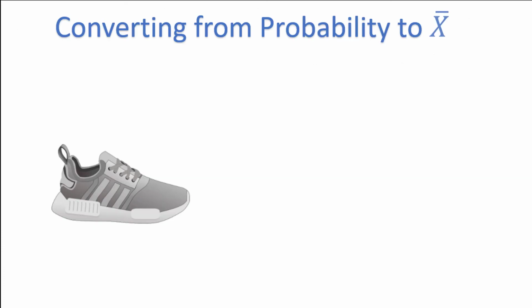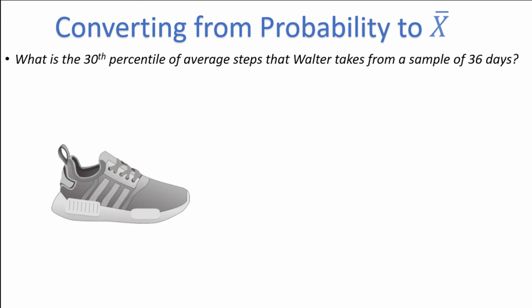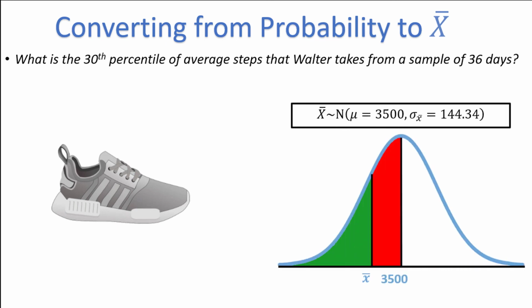How about this question? What is the 30th percentile of average steps that Walter takes from a sample of 36 days? Well, let's start with a picture. We want some value for steps such that 30% of sample means fall below that value. A percentile always tells you the percent of observations below that value. The 50% area to the left of the mean can be split up into two parts, one below our value of x bar, which is 30%, and one between our value for x bar and the center of the distribution, which is 20%.